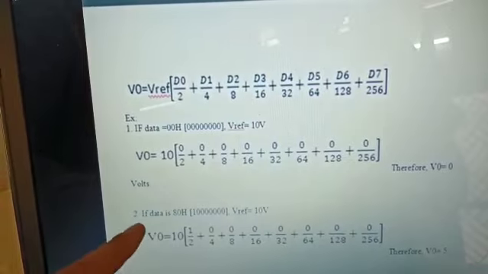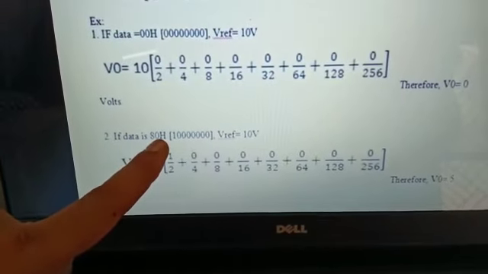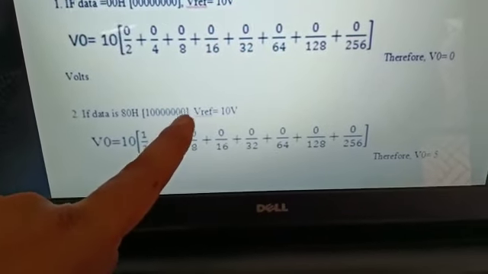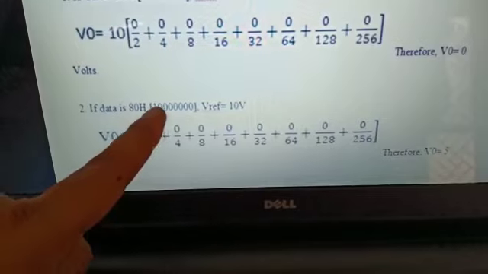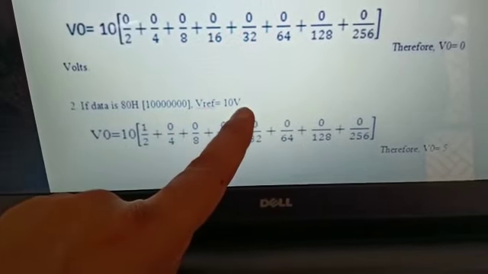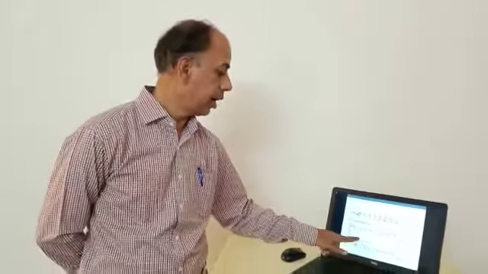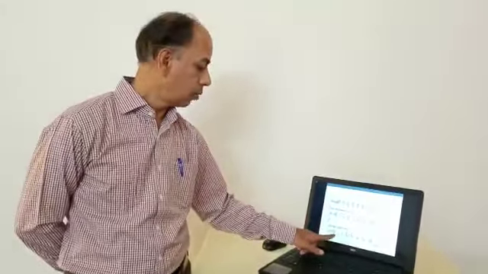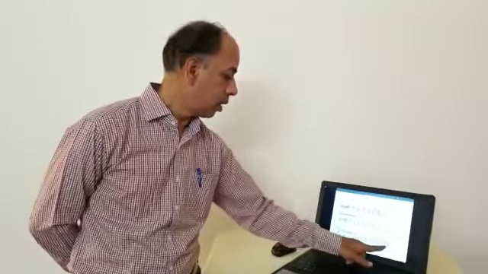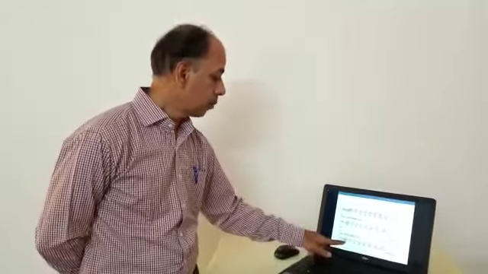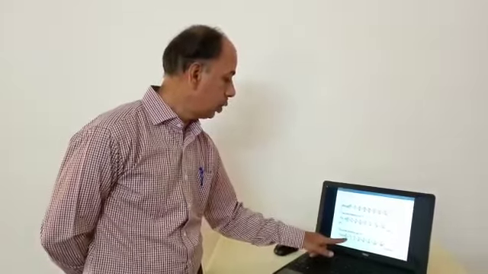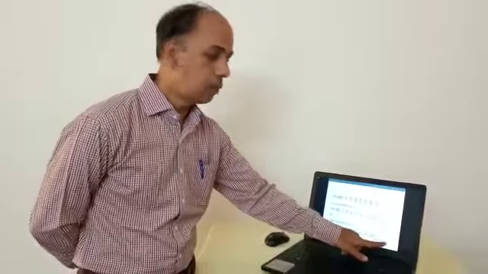If you consider another example, the data is 80. 0 is converted to 4 bits, that is 0000, and 8 means 1000. Therefore the data is 10000000. V reference, as you already know, is 10 volt. So V0 is equal to V reference, which we considered 10 volt. According to this formula I substitute only 1 by 2 and the remaining bits are 0, because in 80 the most significant bit is 1. So 1 by 2, 0 by 4, like this. All 7 other bits are 0, only 1 by 2 is the highest bit. Therefore 10 into 1 by 2, that is 5 volt, hence V0 is equal to 5 volt.